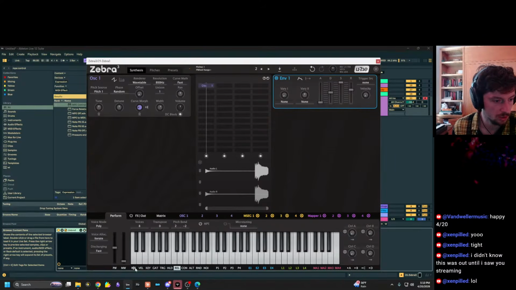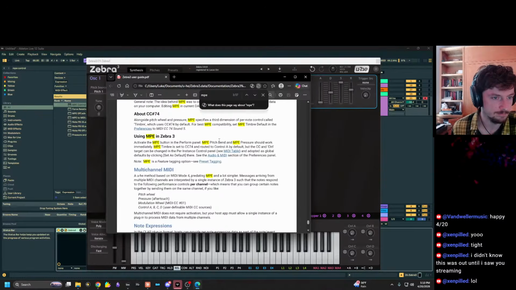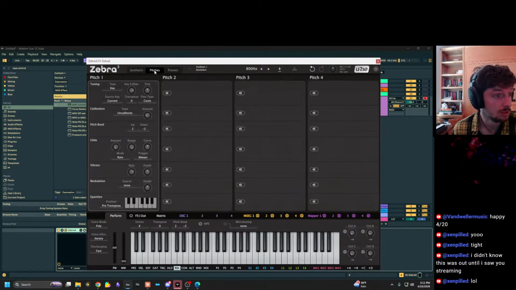MPE is on, pressure, velocity is like pitch bend its own thing. How do I enable the wiggly keys, man? Using MPE. Okay, activate the MPE button. MPE pitch bend and MPE pressure should work immediately. Uh-oh. Well, it doesn't. At least the pitch bend. Unless, since I'm on an init patch, I have to do something funny.